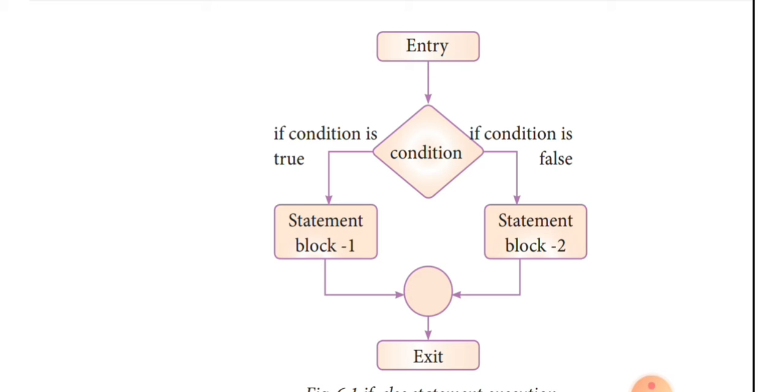Now we enter into the program and check the condition. If the condition is true, then it executes statement block 1. If the condition is false, then it executes statement block 2. So here only one path is executed, either statement 1 or statement 2. After this execution, it comes to the exit. Exit means it exits from the program code. The oval shape is used to represent the entry and exit points, the diamond shape is used to represent the condition, and the circle is used as the connector. We already learned the symbols and why we use them in 11th standard itself.